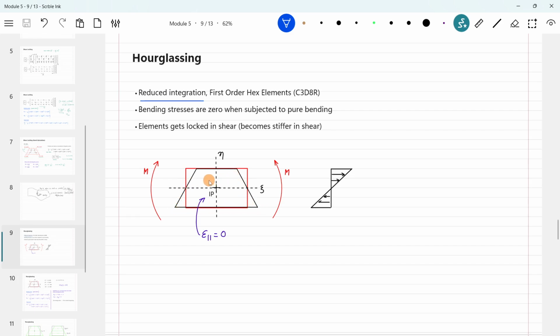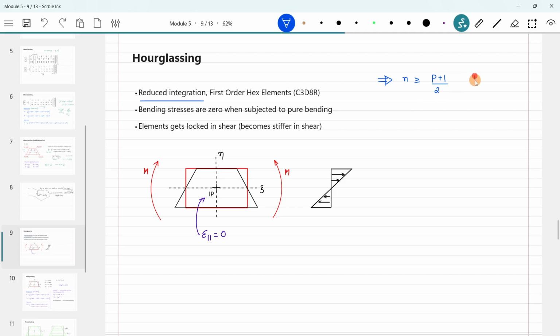Since reduced integration has only one integration point, let me talk about integration points. Let's recall module 3, we have already discussed this in detail. The number of integration points n should be greater than or equal to (p plus 1) by 2, where p is the polynomial order in the stiffness matrix terms. For first order hex elements, the maximum polynomial order is 2.